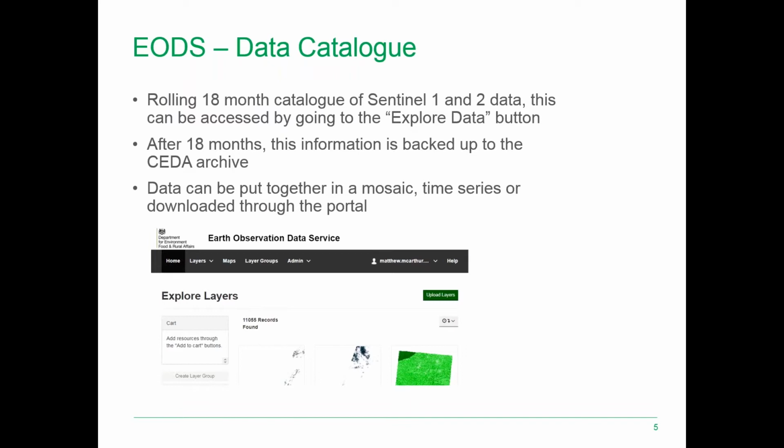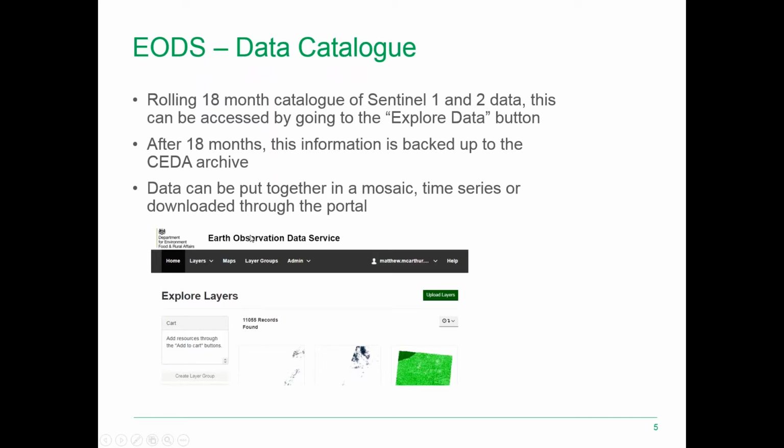So onto our data catalog. If you're on the front page, you remember those 4 links, you can click the Explore Data button. This takes you to a rolling 18-month catalog of Sentinel-1 and 2 data. After 18 months, this information is backed up to the CEDAR archive and it's removed from our portal. So you can access it under the open license there.